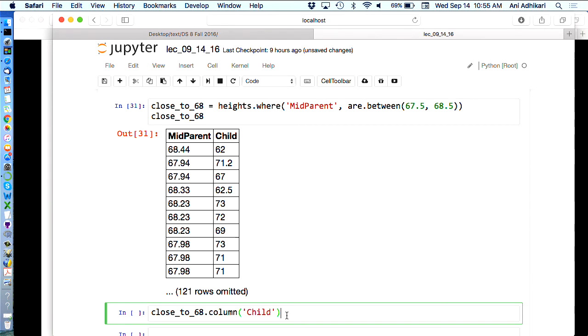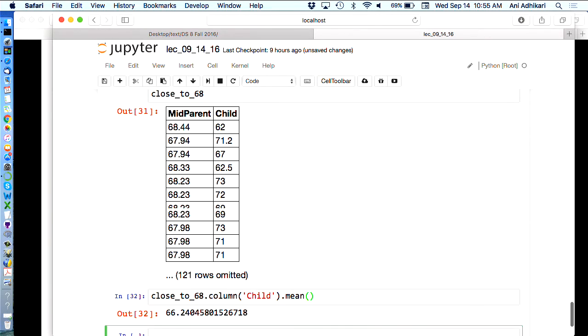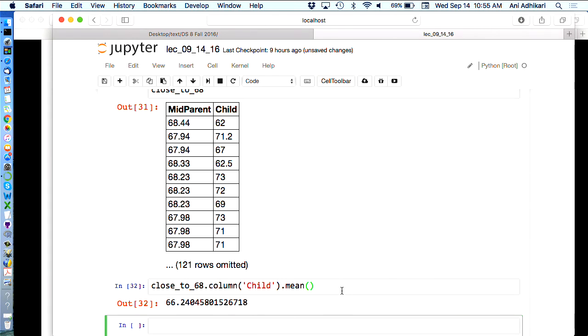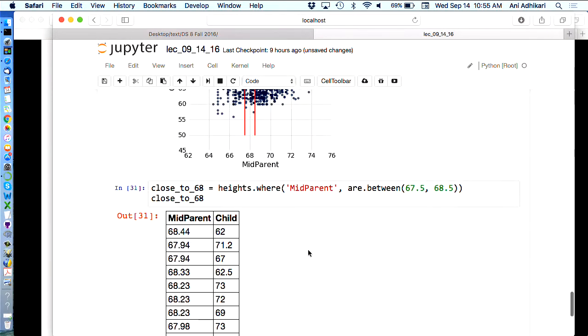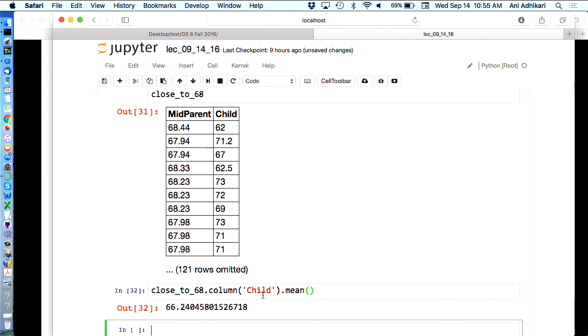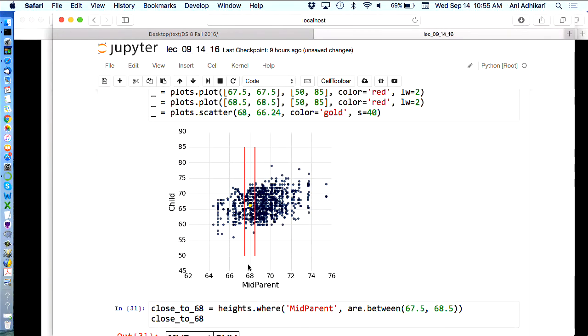Child, and then I think that's going to work. There you go. Right? Okay, so what we are estimating is that the predicted child height is 66 and a quarter, roughly. Does that look right? So 68, I go up here, there's 65, there's 70, there's 5, and yeah, 66 and a bit, looking good.